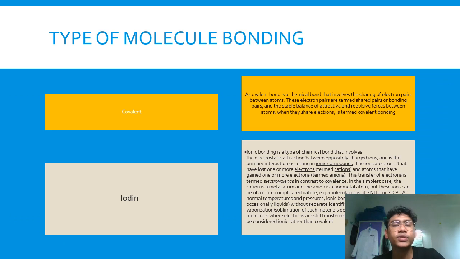Next, we are going to talk about the types of molecular bonding. Molecular bonding has two types, covalent and ionic. Firstly, I am going to talk about covalent. A covalent bond is a chemical bond that involves the sharing of electron pairs between atoms. These electron pairs are termed shared pairs or bonding pairs, and the stable balance of attractive and repulsive forces between atoms when they share electrons is termed covalent bonding.